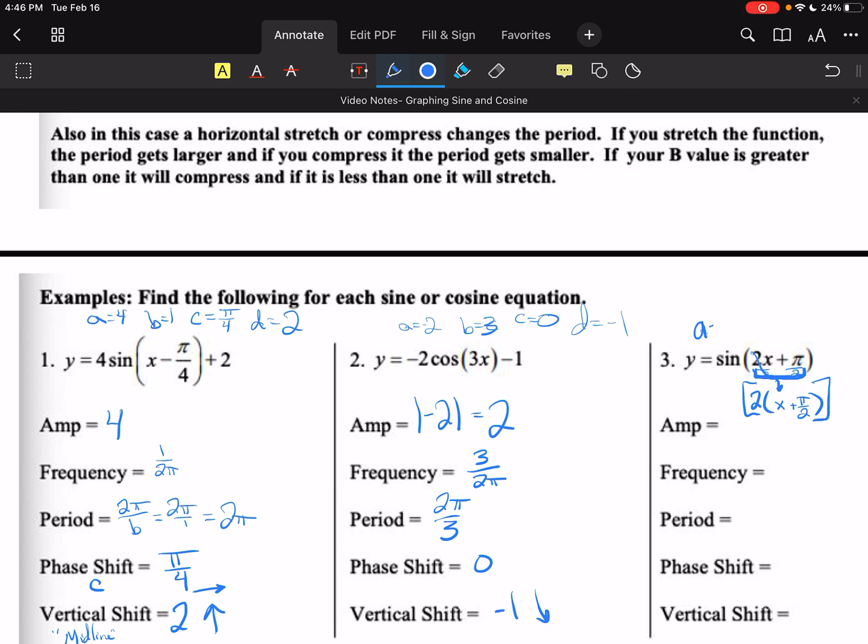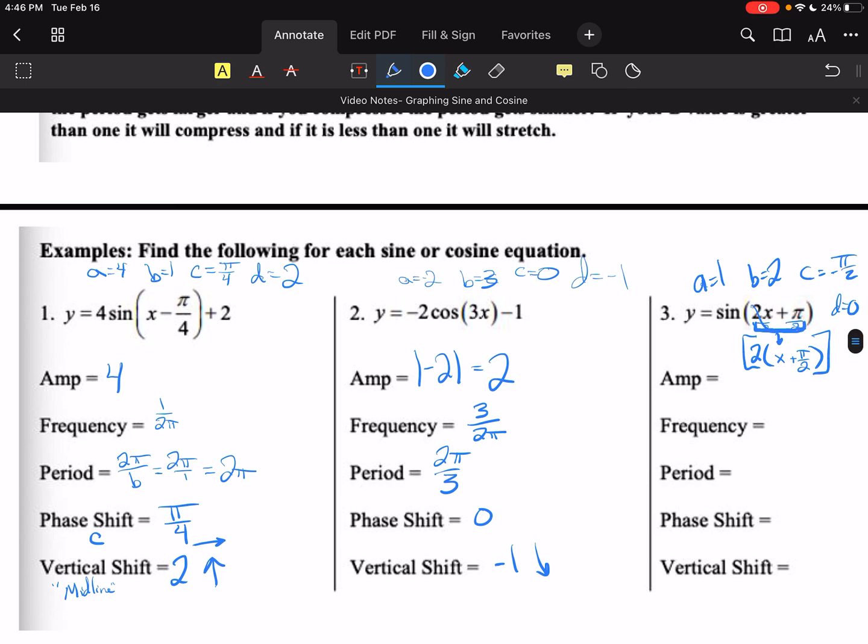So my a value would be 1, b would be 2, c would be negative pi over 2, and then there isn't a d value. So amplitude, positive 1. Period, 2 pi over b, which would just be pi. So then my frequency would be 1 over pi, like the reciprocal. Phase shift of negative pi over 2, so that's going to move me left, and then my vertical shift is 0.